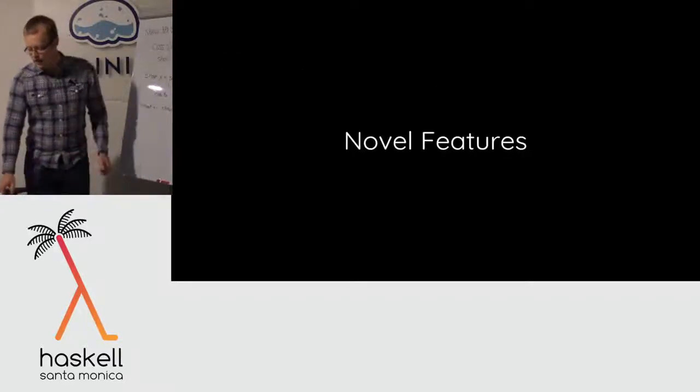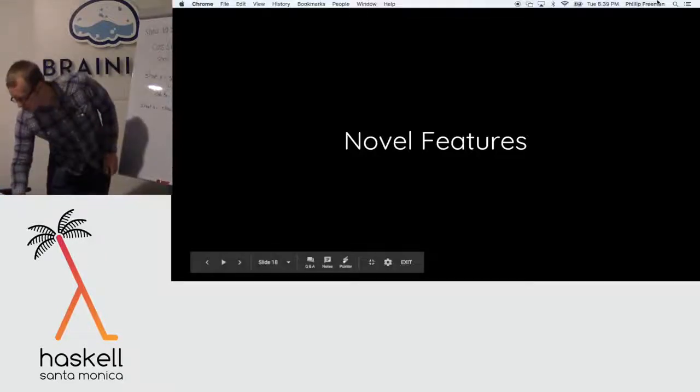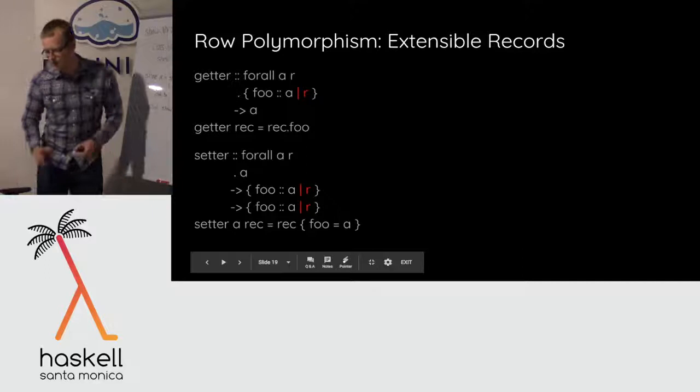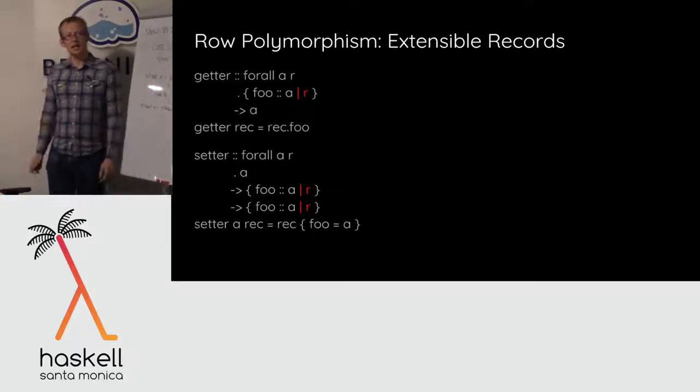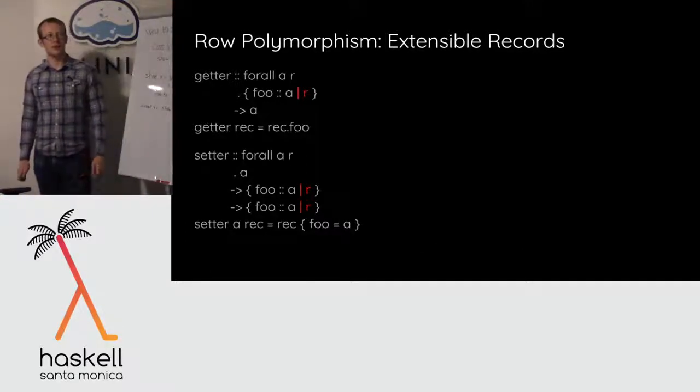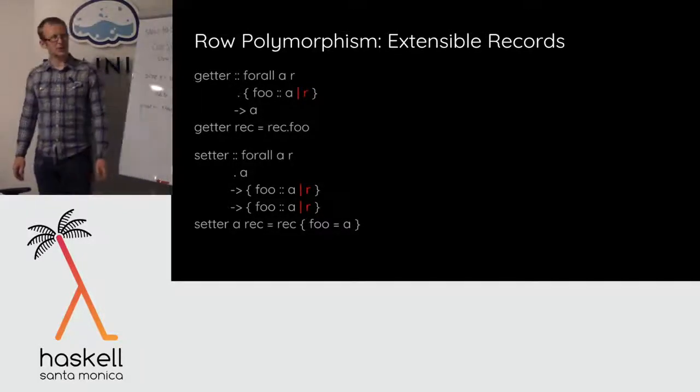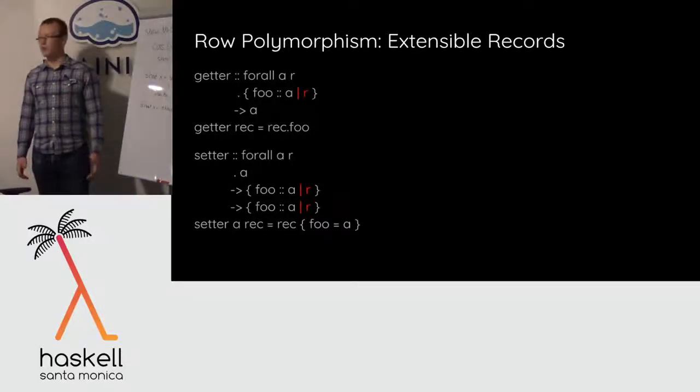All right, just quickly talk about a few novel features we have. I've been talking for an hour, so try and get through this reasonably quickly. Okay, the biggest thing that we have that Haskell doesn't have, or at least right now, it might get it at some point in some future version I suppose, is row polymorphism.